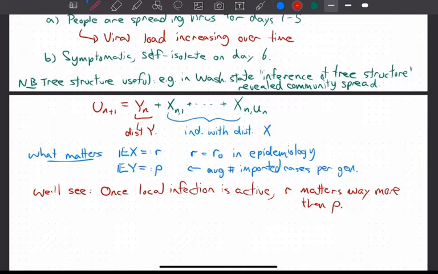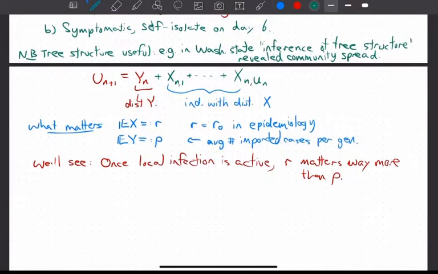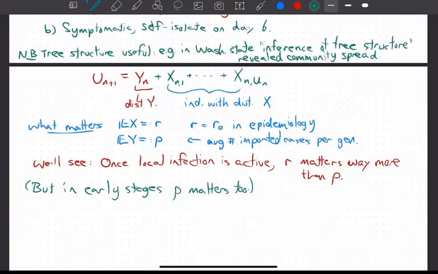Obviously, before there's any local cases, rho matters. If there's no local cases, there's no transmission. But once you're in a situation where the virus is already present and spreading through the population, that's the main thing you have to fight: R and not rho. Okay, but in early stages, I said in early stages, rho matters too.